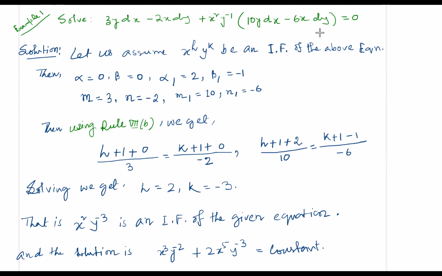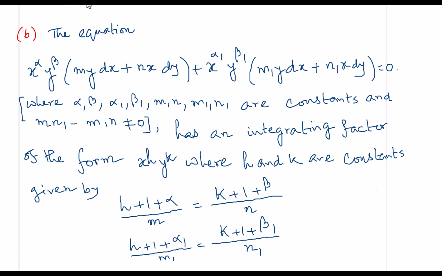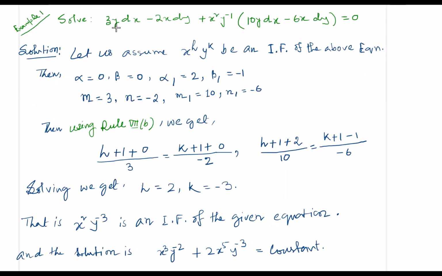In example 1, we solve this equation and we see this equation is of the form this. So we compare alpha, beta, m, n with this equation and we find the values of alpha, beta, alpha 1, beta 1, m, n, m1 and n1. So by using rule 7b, we get these two equations. If we solve these two equations, we get h equal to 2, k equal to minus 3. That's why x square y to the power minus 3 is an integrating factor of the given equation. And the general solution is this.